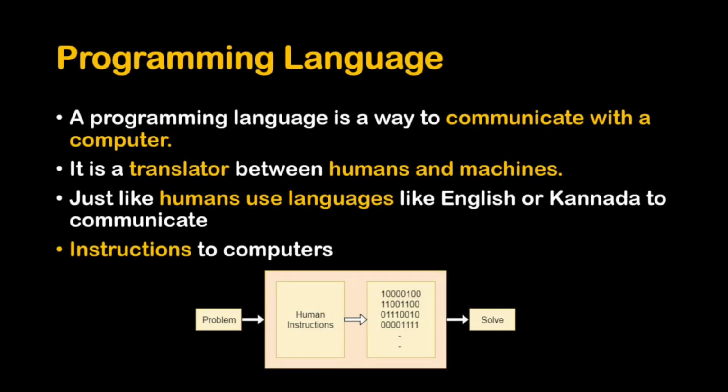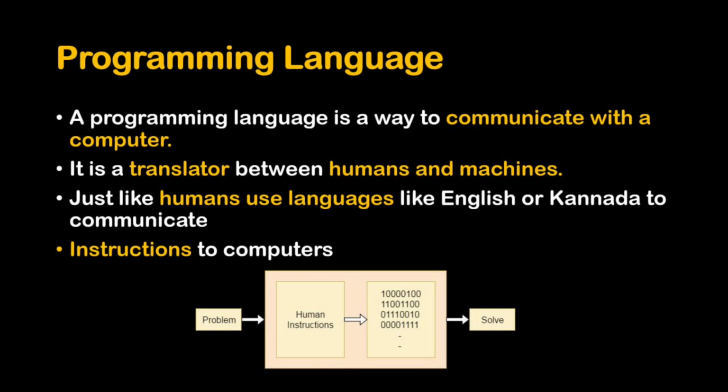A programming language is a way to communicate with a computer. Think of it as a translator between humans and machines. Just like humans use languages like English or Kannada to communicate, we use programming languages to give instructions to computers.